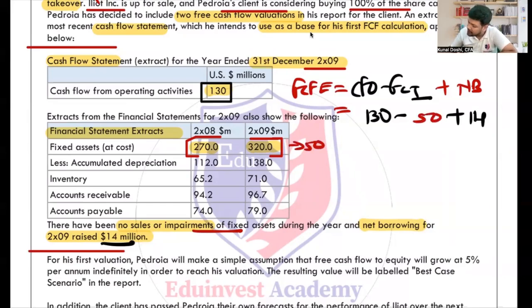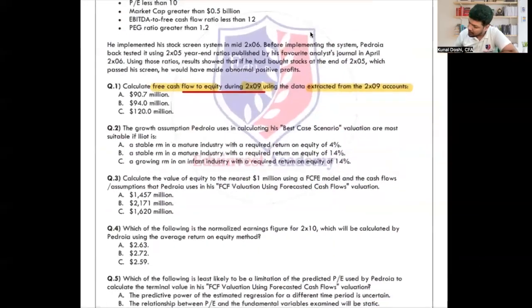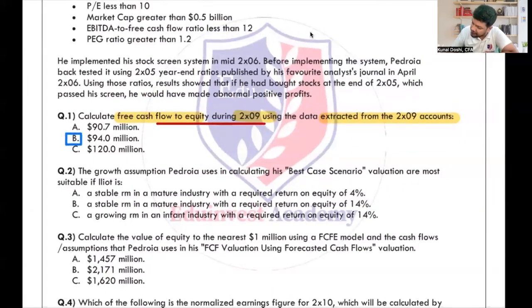So if you subtract, that will give you your FCFE: 130 minus 50 plus 14. 94 is going to be my FCFE. Everyone with me? Understood? Yes, very good. So my answer will be 94. Correct.